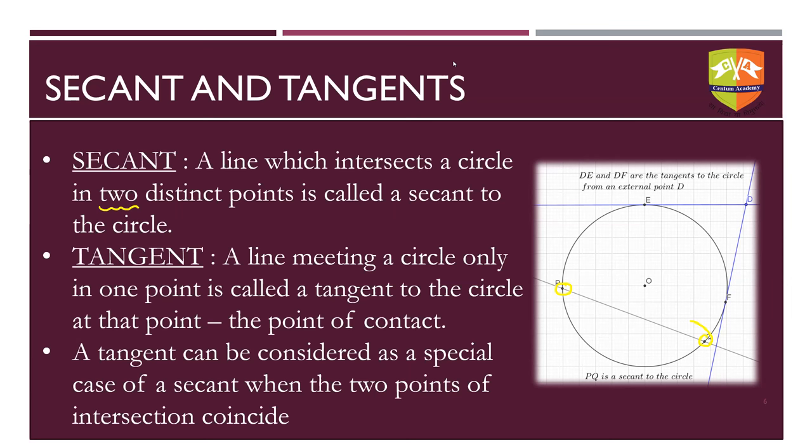Okay, so what I was saying is that the secant definition is clear to you. So how many secants are possible for a circle? How many secants can you draw to a circle?